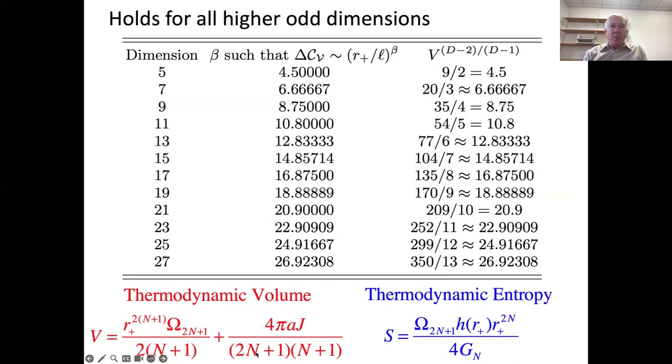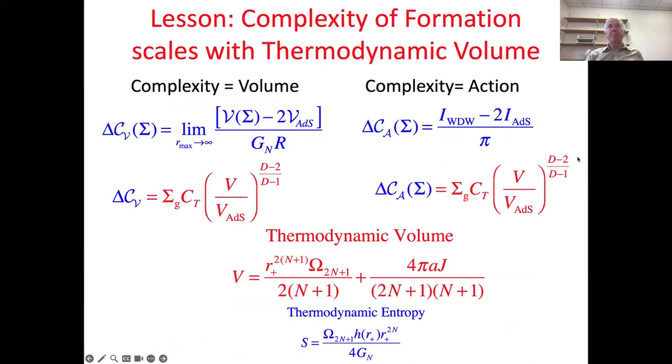So again, to remind you, thermodynamic volume for the multiply rotating holes looks like this red formula. The entropy is this blue formula. They are very different, and the complexity scales like this complicated thing here. And that is the lesson, the second holographic lesson from black hole chemistry: complexity of formation scales with the volume and not with the entropy.